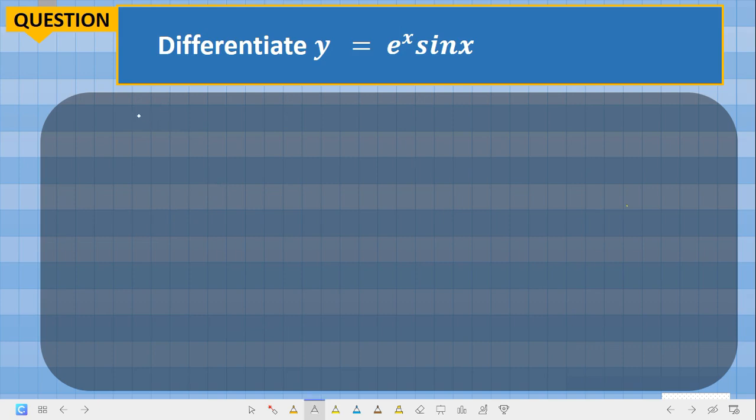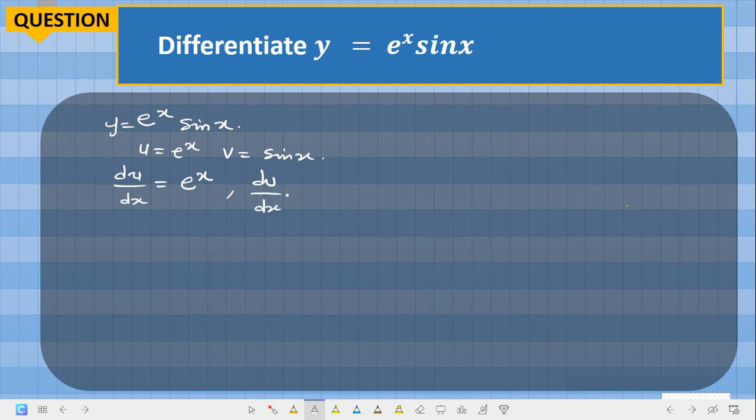Next question says e raised to the power of s sine s. Let u be equal to e raised to the power of s and v be equal to sine s. Now what will be your du ds? Du ds is still e raised to the power of s. When you differentiate e raised to the power of s, it gives you e raised to the power of s. Now what will be your dv over ds?